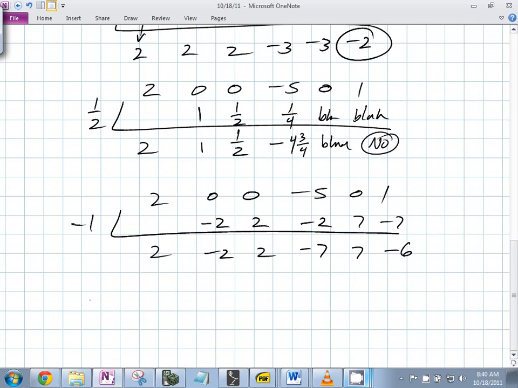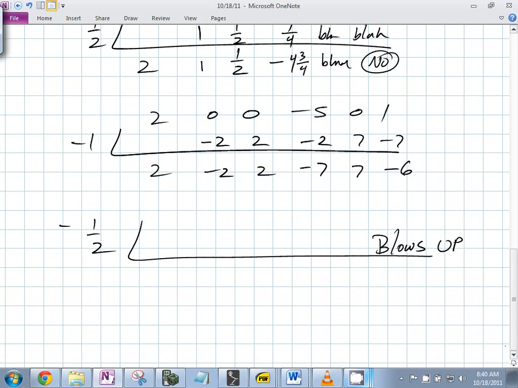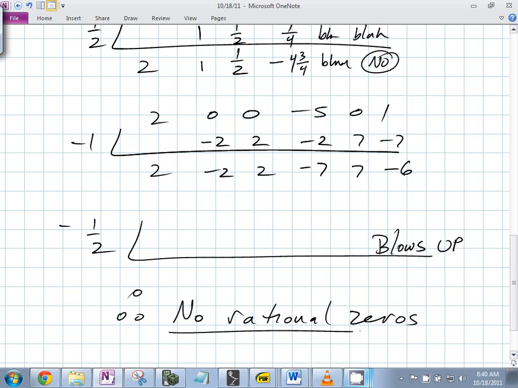So what's the last thing we should test? Negative a half. And what happens on this one? It blows up. So what do we tentatively conclude? No rational zeros. Okay. Are there tons of other pieces of information we can get about this thing?